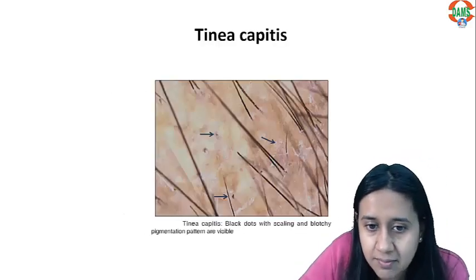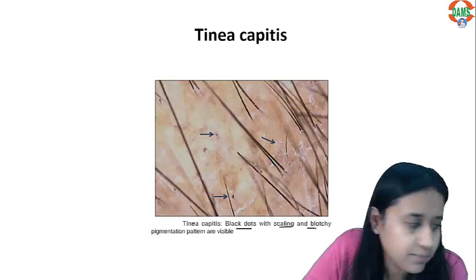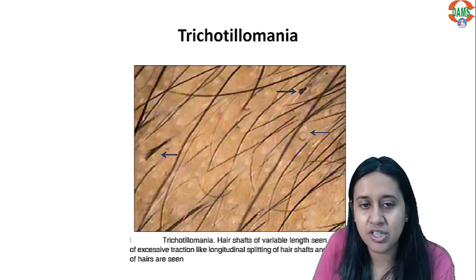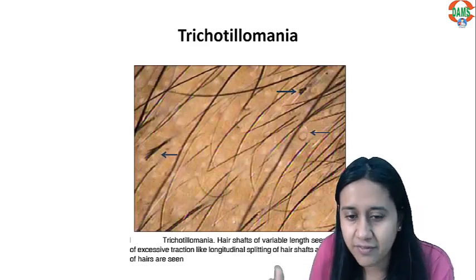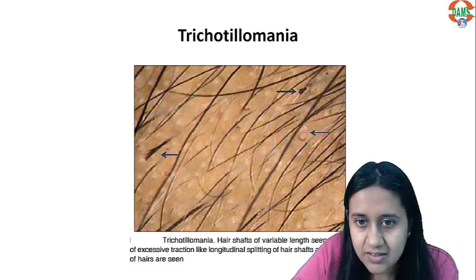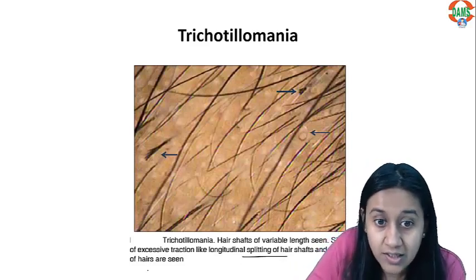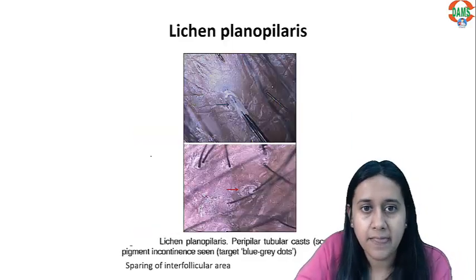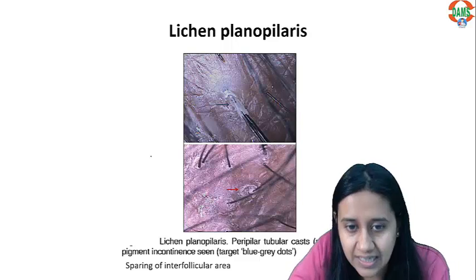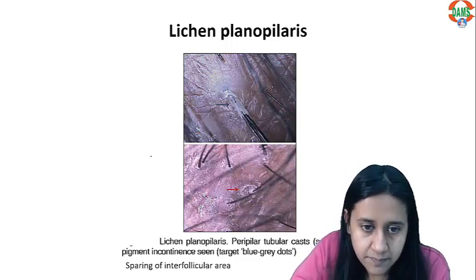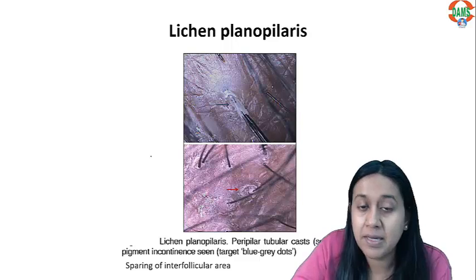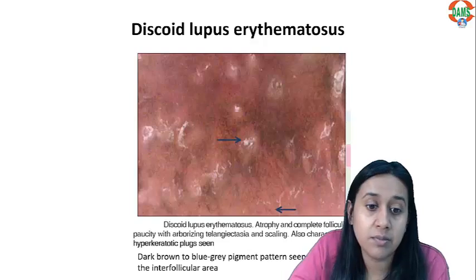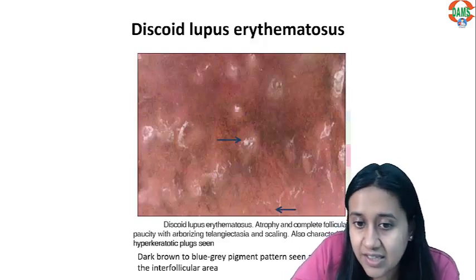Tinea capitis: you can see black dots which are the broken hairs, scaly blotchy pigmentation. In trichotillomania, you can see hair shafts and broken hairs of variable length. Also, sometimes you can see longitudinal splitting of the hair, coiling of the hair. You can see the hairs are getting coiled. It is getting split along the length. In lichen planopilaris, you see scales and you see blue-gray dots, which indicate that there is pigment incontinence. In DLE, you see atrophy and complete follicular paucity with arborizing telangiectasia and scaling.